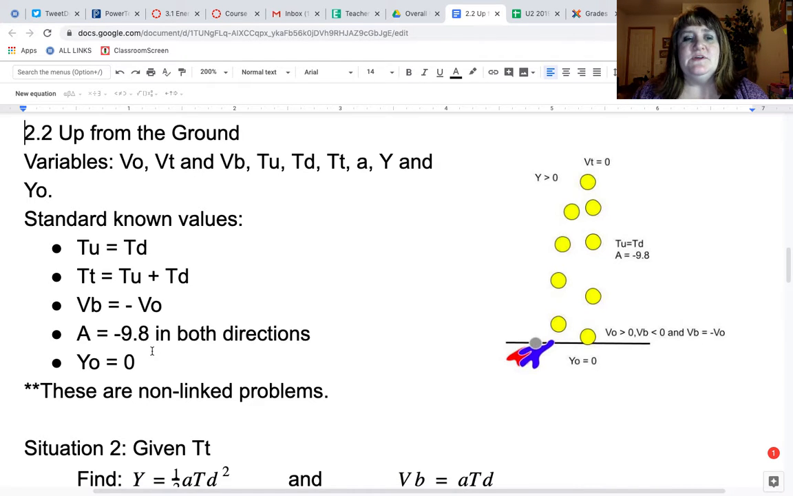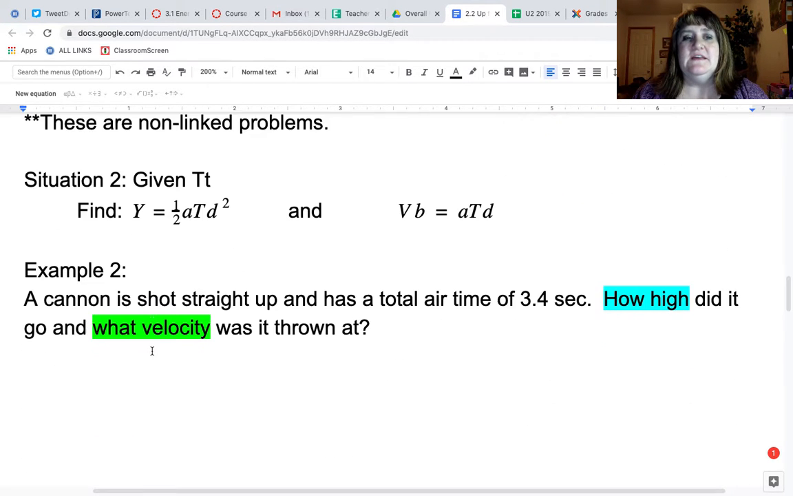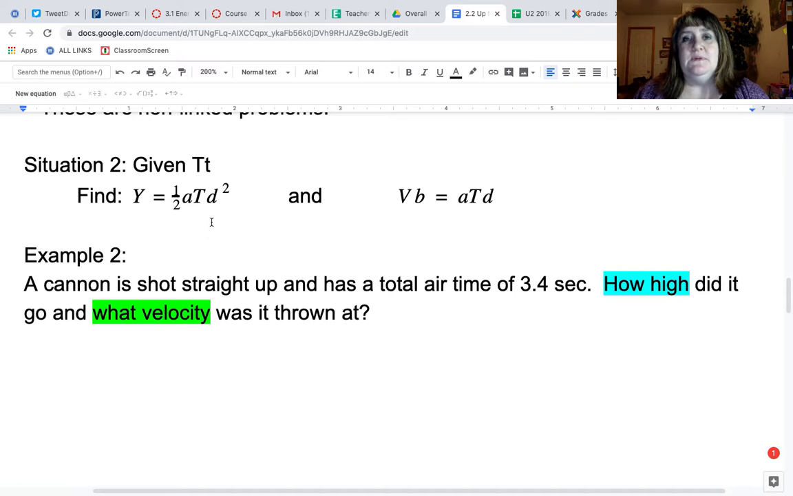So, in situation 2, you are given the total time, meaning this object is in the air for this amount of time. You can find two things, height and velocity. So let's get started with an example. A cannon is shot straight up and has a total air time of 3.4 seconds. How high did it go and what velocity was it thrown at?